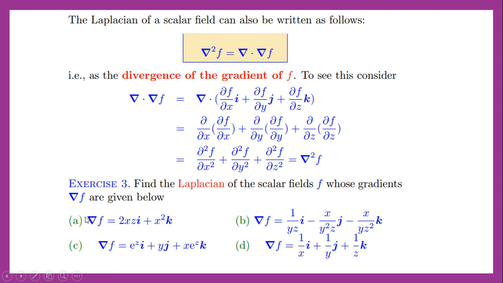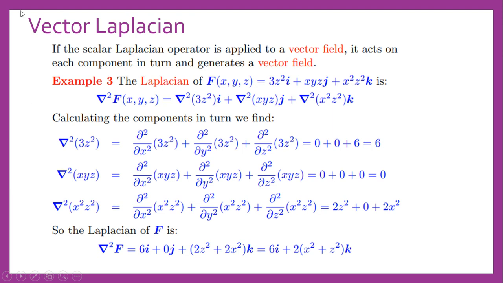Likewise, you do this one also. Here they did the gradient operation. The gradient operators are given here. So for getting the Laplacian, you take the divergence, del dot, of the gradient. Now the vector Laplacian: the scalar Laplacian operator is applied to a vector field. It acts on each component in turn and generates a vector field.